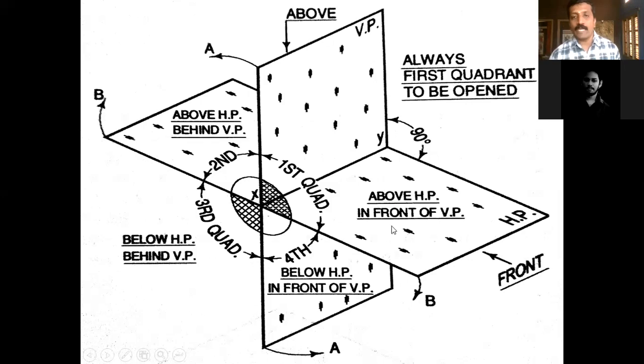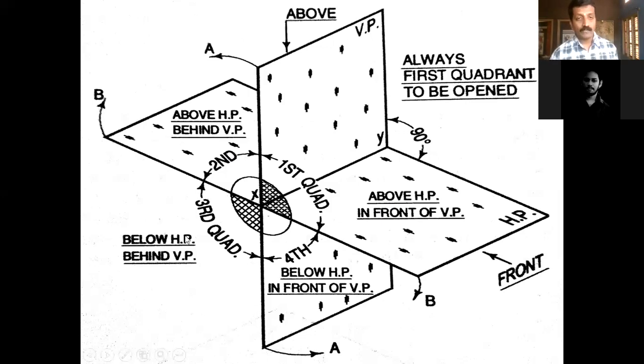Similarly, an object which is present above this HP is called above HP. Below this HP line, it is called below HP. So what about the position of the second quadrant object? It is above HP, and in front or behind? It is behind VP. So this is the second quadrant.